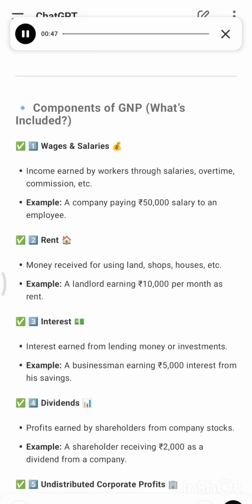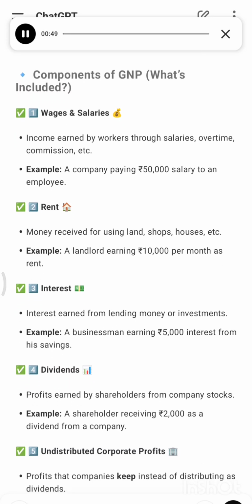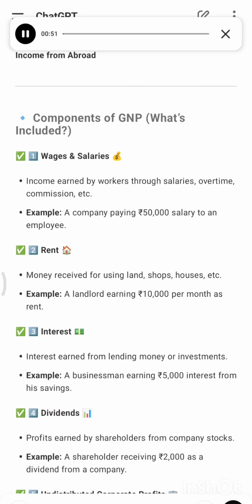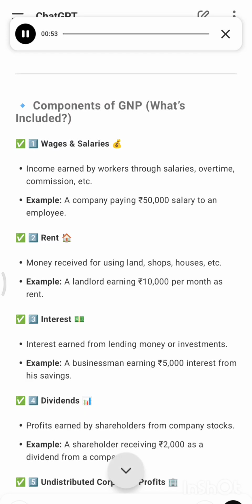Components of GNP, what's included? 1. Wages and salaries. Income earned by workers through salaries, overtime, commission, etc. Example: a company paying $50,000 salary to an employee. 2. Rent. Money received for using land, shops, houses, etc. Example: a landlord earning $10,000 per month as rent.